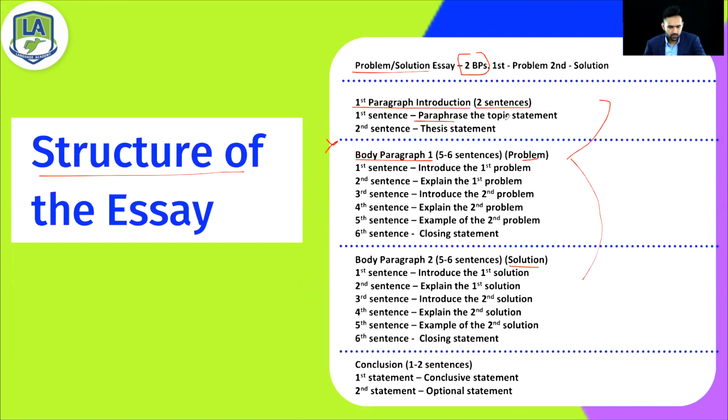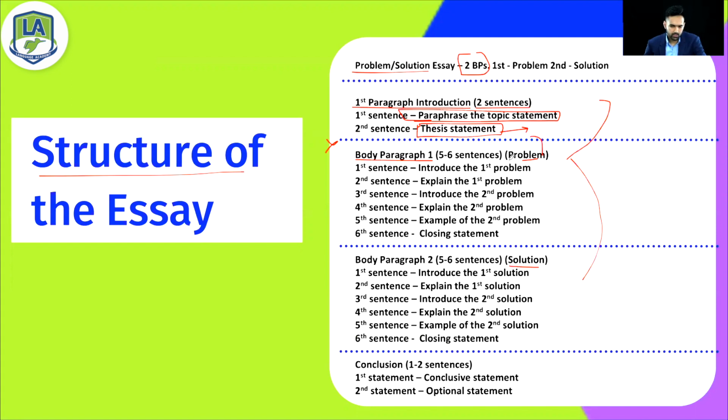First sentence, we'll just give a general statement. We'll paraphrase the topic statement, which you have to do in each and every essay type. I'll show you how. And in the second sentence, you have to write the thesis statement. Thesis statement is basically your stand, or what you're going to cover in the upcoming paragraphs.